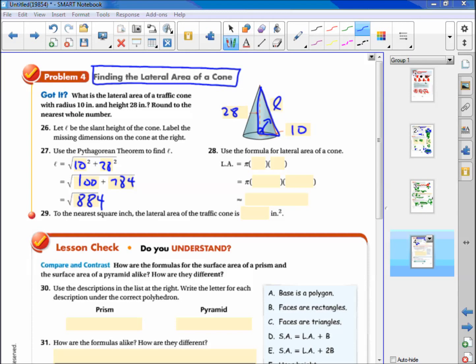Our formula is pi times the radius times the slant height. Okay, and that's going to give us pi times our radius was 10, and our slant height was the square root of 884. Okay, if we type that on our calculator, because we're asked to round to the nearest whole number, we're going to get 934.0626, some other stuff. And then we round that, we're going to get 934 inches squared.